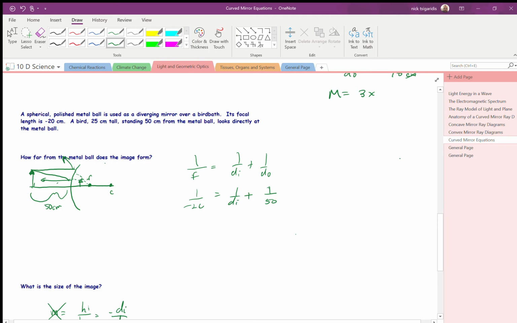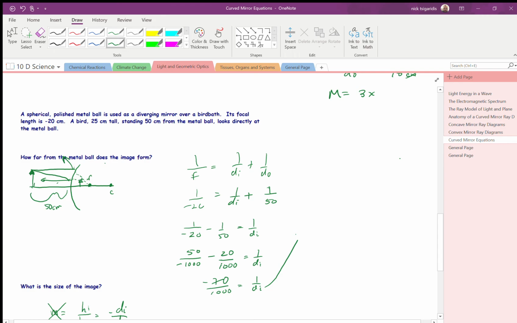from the mirror. So I'm going to bring that over, so I have 1 over negative 20 minus 1 over 50 is equal to 1 over di. Of course, we want to make our fractions easy, so we multiply top and bottom. So I have 50 over negative 1,000 minus 20 over 1,000. Remember, it's the common denominator there. And that's equal to 1 over di. And then from there, I'm able to do my actual math. So negative 50 minus 20 is negative 70 over 1,000 is equal to 1 over di.